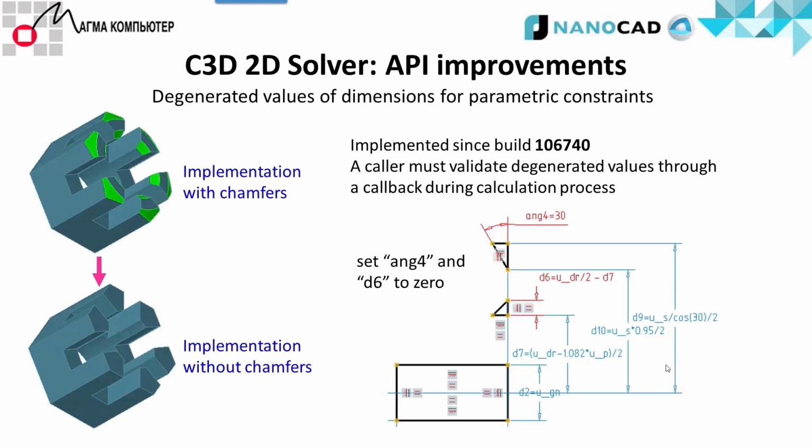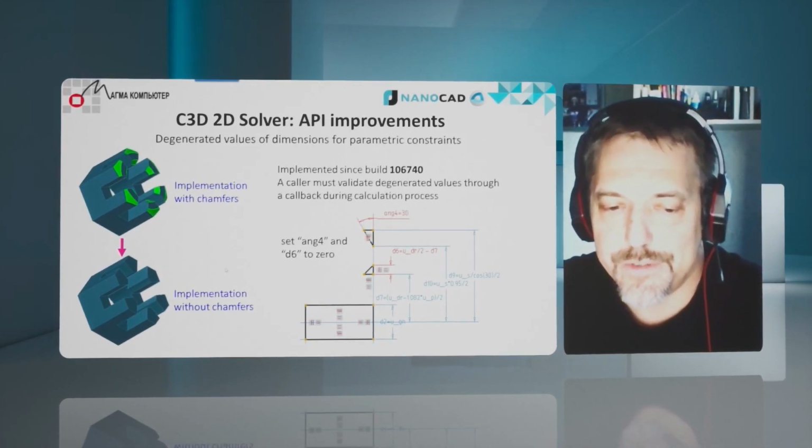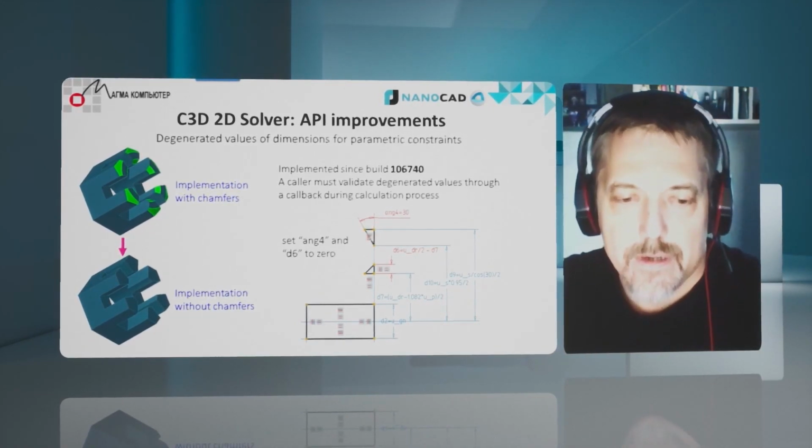The last significant improvement in the API of 2D Solver relates to the generated values of parametric constraints. It's irreplaceable when you need to create different implementations of 3D parts using the same 3D model. The NAT object displayed on the left has 2 implementations. The top one has chamfers, shown in green color, and the bottom implementation doesn't have them. The sample is provided only for understanding the discussed topic. Of course, real NATs always have chamfers.